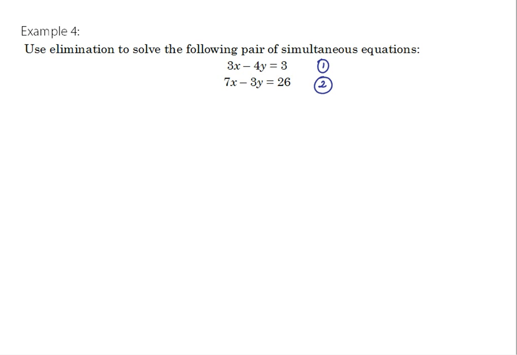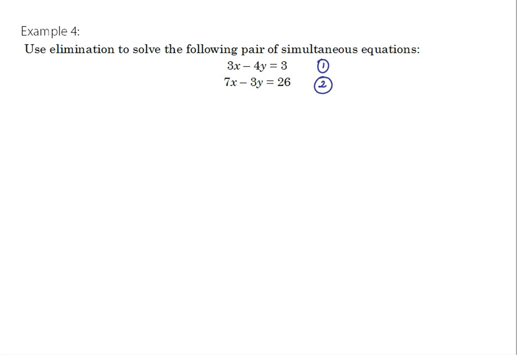Now, it's much of a muchness here. Usually I'd say go with the smaller numbers. In this case though, if you use 3 and 7, you're multiplying the smaller equation by 7, so things aren't going to get super big. So it's really a case of your personal preference.